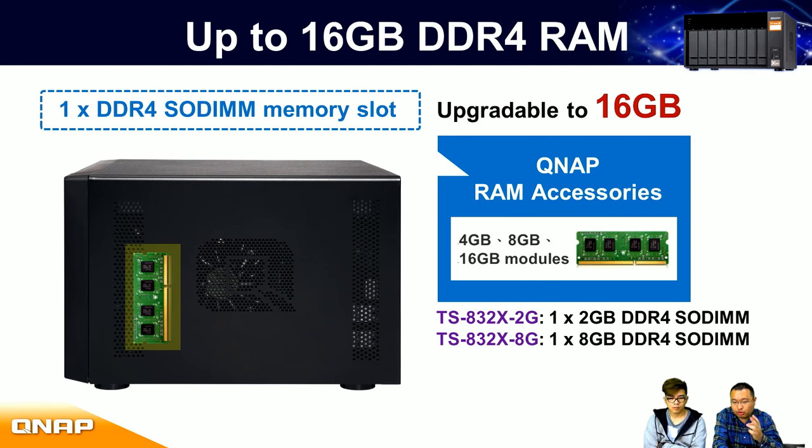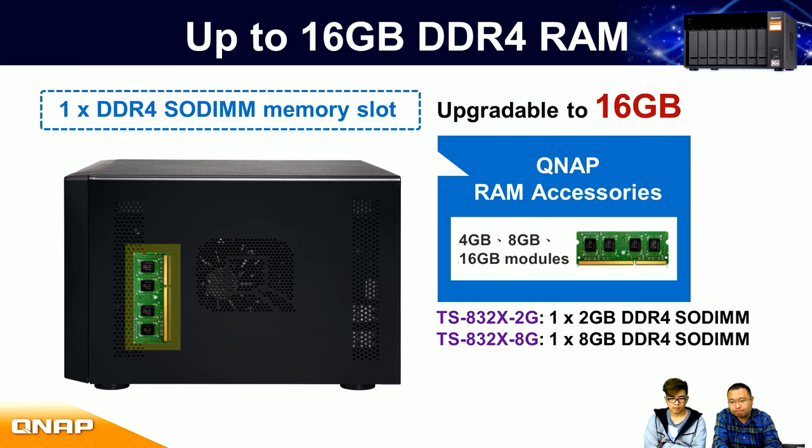And then we have two different SKUs available for you to order. The first one is the TS-832X 2G model, which comes with 2GB of memory. And then the other model is the 8G model, which comes with 8GB. But you can freely upgrade it up to 60GB with QNAP supported accessories.